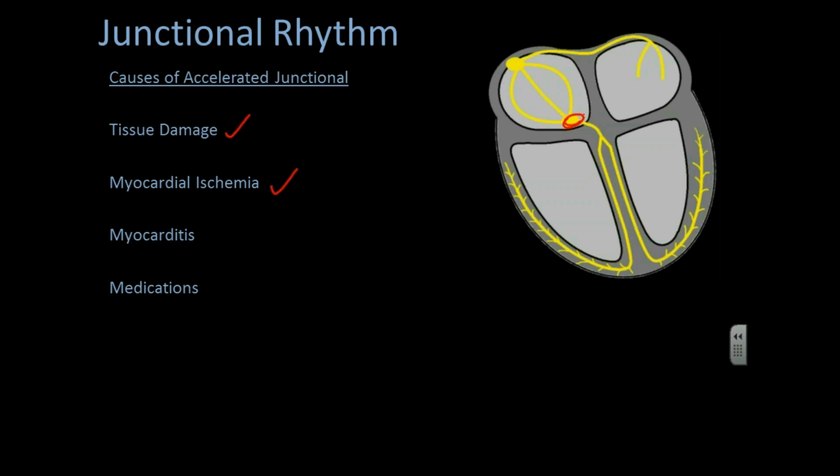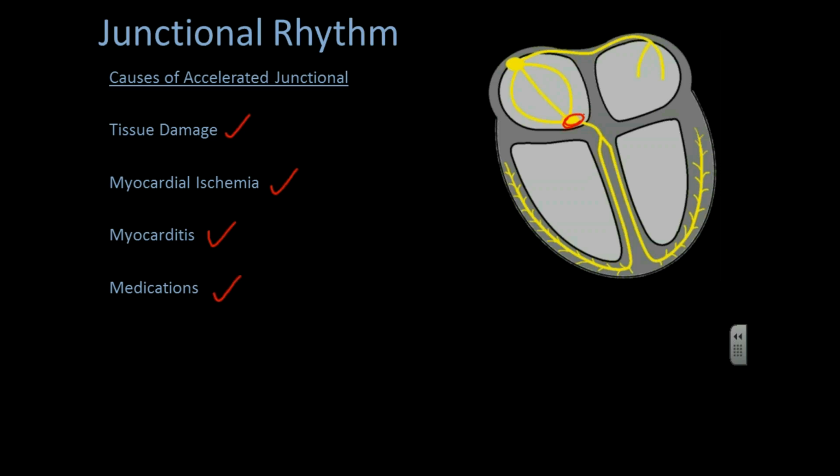Myocardial ischemia. If the blood supply to those cells is cut off, it will also impact how those cells function. It will impact their action potentials, causing them to pace faster than they normally would. Myocarditis, inflammation of the myocardium, can also impact the function of those cells and how rapidly they pace. And then medications, of course, can impact those cells to cause a specific outcome.